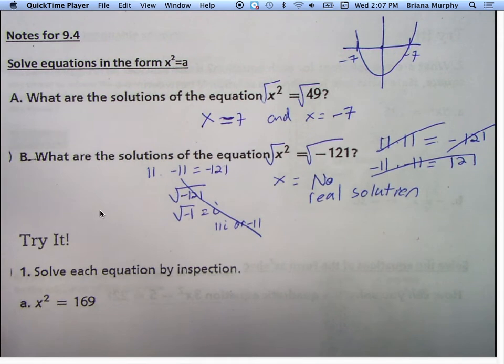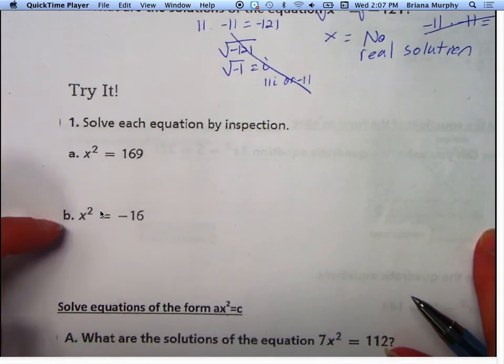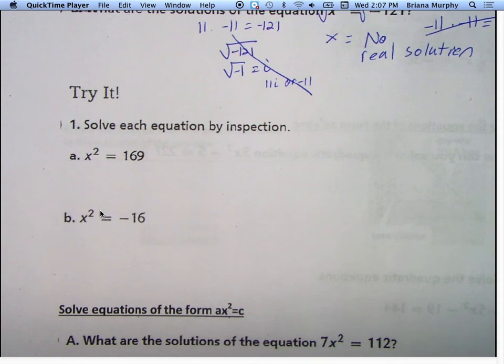Correct. Okay, why don't you guys try A and B under Try It? Try A and B. You can have one when you're done, because if you go while I'm going over notes, you're going to come back and want me to reteach you everything you missed, and I don't have time for that.